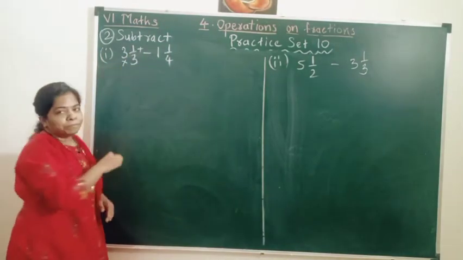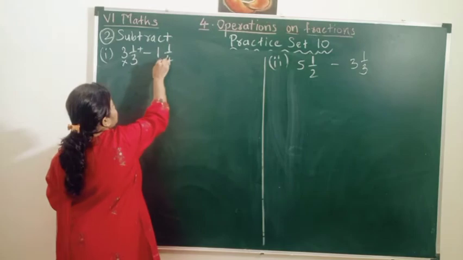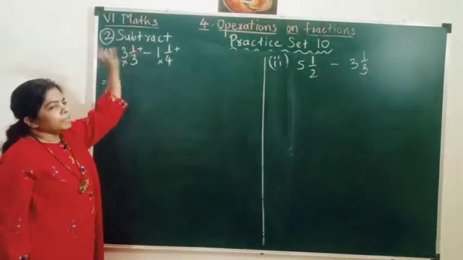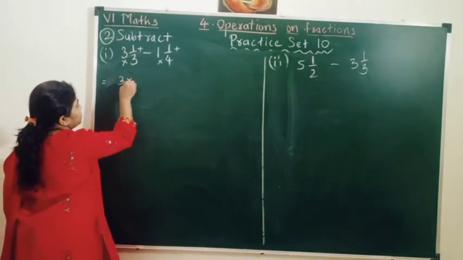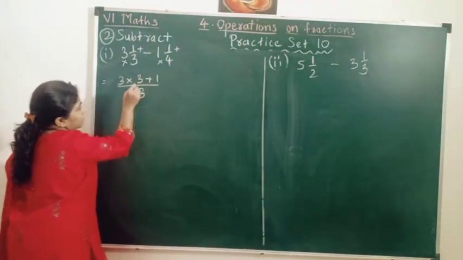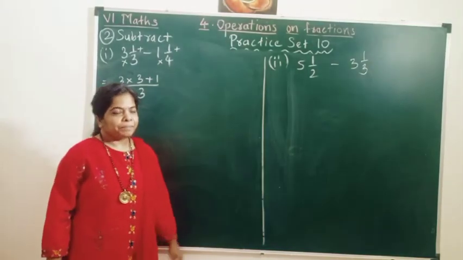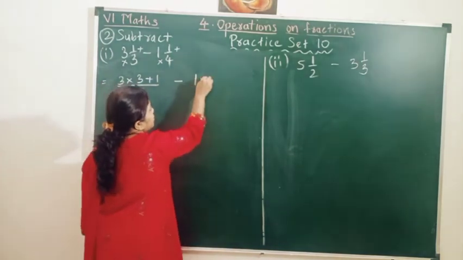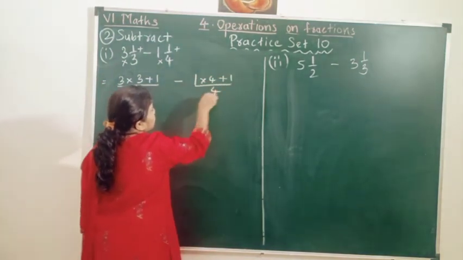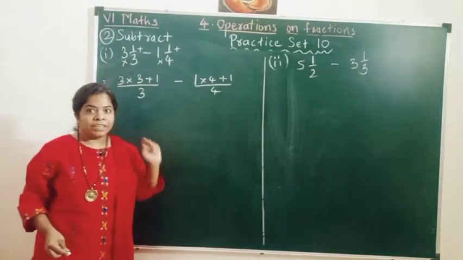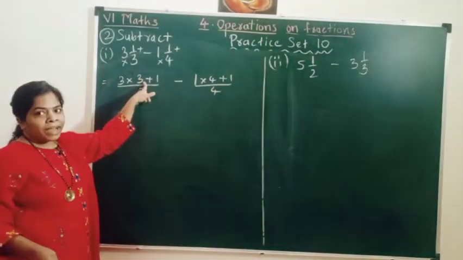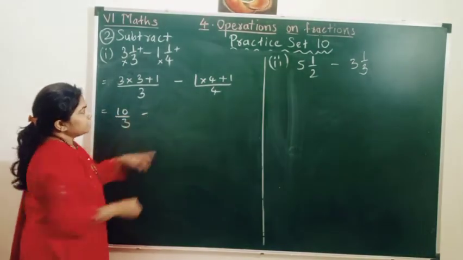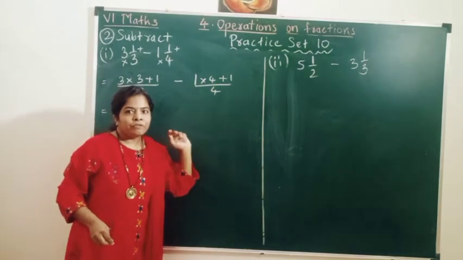Into and plus, same method. 3 into 3 plus 1. Denominator remains the same. 1 into 4 plus 1. There was a minus sign, children. 3 3s are 9 plus 1, 10. 1 4s are 4 plus 1, 5.